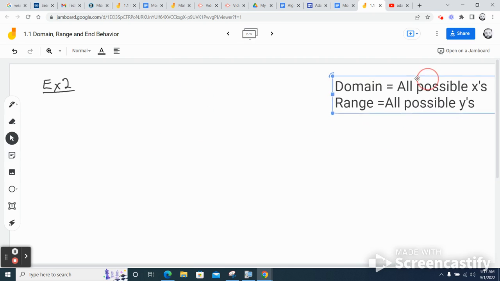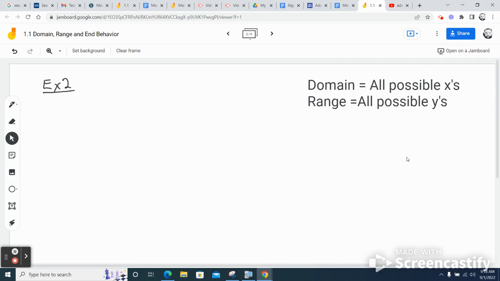So I'm writing this down. Some of you said, well, vocabulary cheat sheets up. So I want you to write this down in your notes. Domain is all possible x's. The range is all possible y's. So for example number 2, they're giving us a function. F of x is equal to 3/4 times x plus 2. So it's 3 over 4 times x plus 2. Okay?